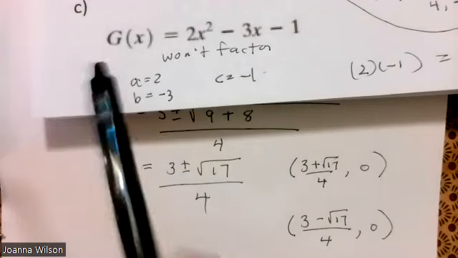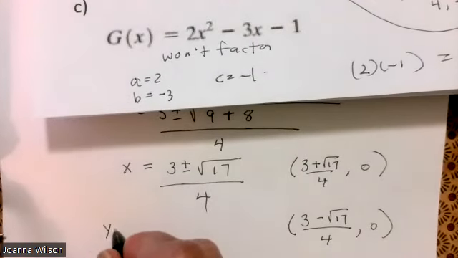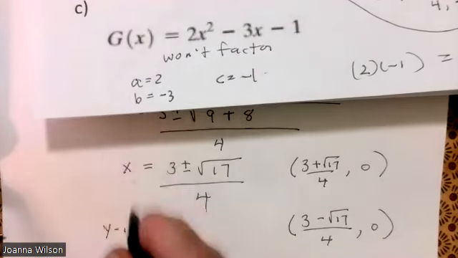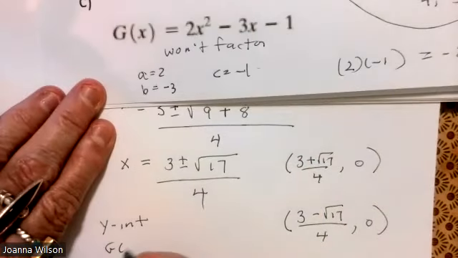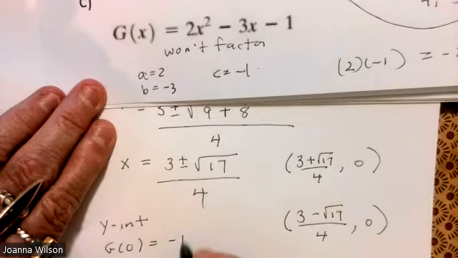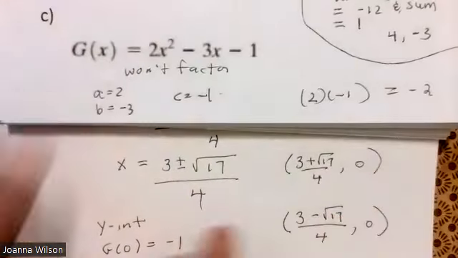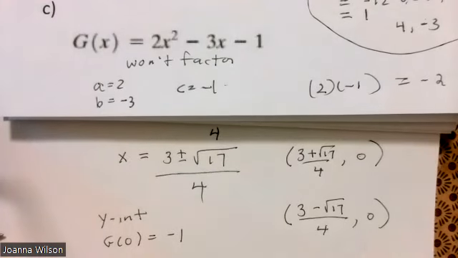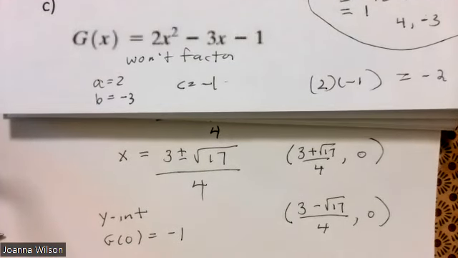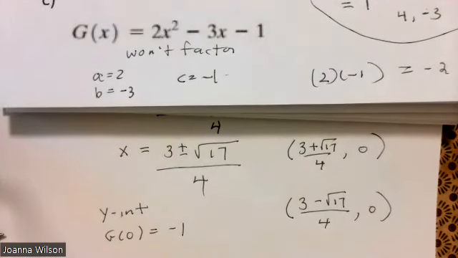What's the y-intercept going to be? Well, for the y-intercept, you just put in 0 for x. So g of 0 would just be equal to -1. It's easy to find the y-intercept, but it can be some work finding the x-intercept of a quadratic function. Questions, anybody?